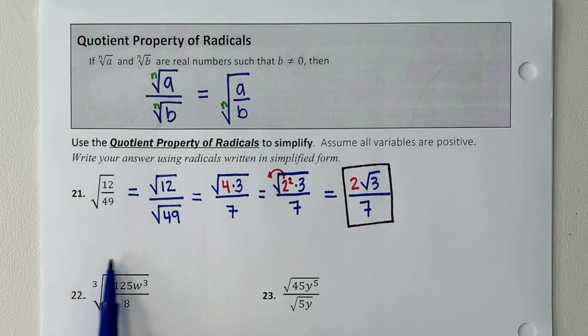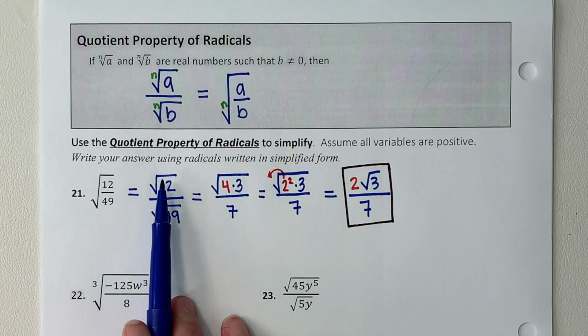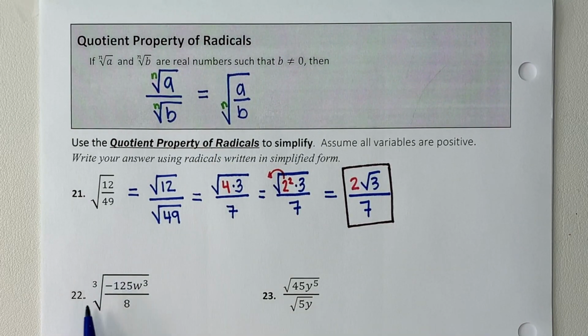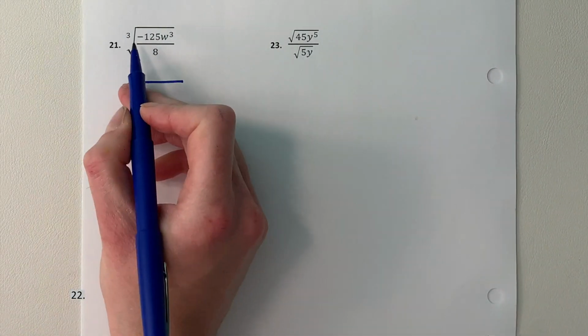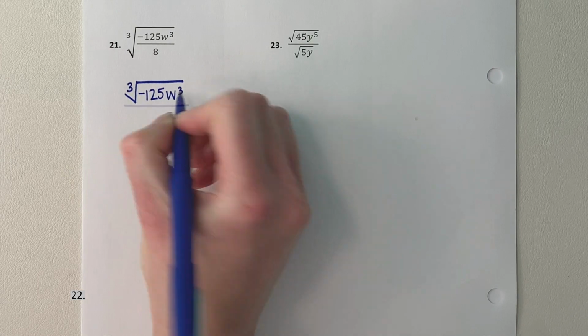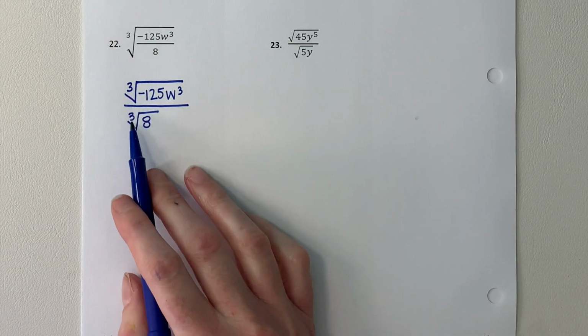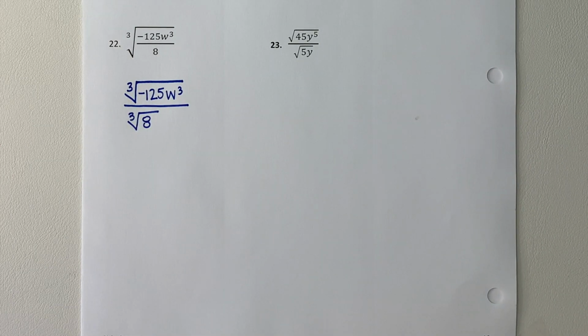Let's take a look at the next problem. If we use the quotient property of radicals, like we did up here, to break it apart into two separate radicals, that's going to make this a lot easier to work with. So I'm going to break this apart into the cubed root of negative 125 w cubed divided by the cubed root of 8. Since our index here is a 3, we're going to be looking for perfect cubes.